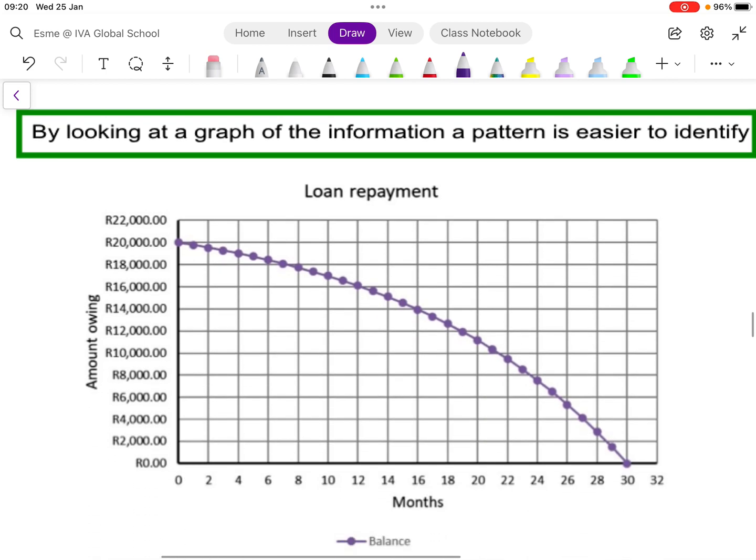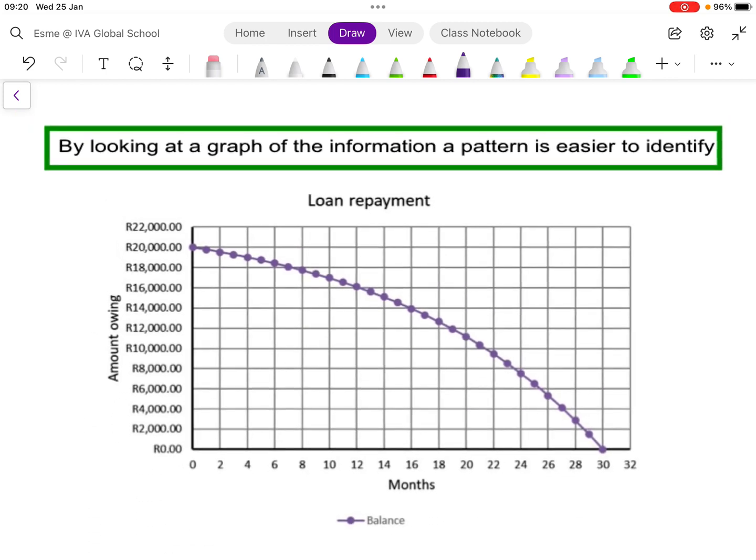By looking at the graph, okay, there we go. It is far easier to see what is happening. So we borrowed 20,000. This is a loan, which means you borrowed money. It started off at 0 months. So at the start, you borrowed 20,000 Rand. Over here, if I get to my 30, I owe 0. So that means I have cancelled my loan.